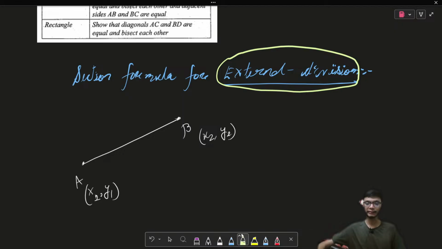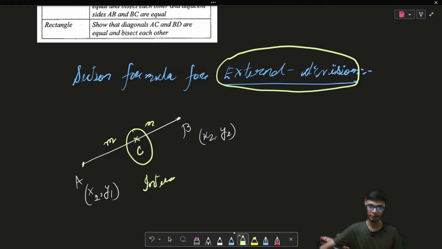Now, in the internal division, what we saw is that if I want to get any point inside this line segment, inside this region from A to B, dividing it in the ratio m is to n, then that was known as the internal division. But today we'll discuss the external division.